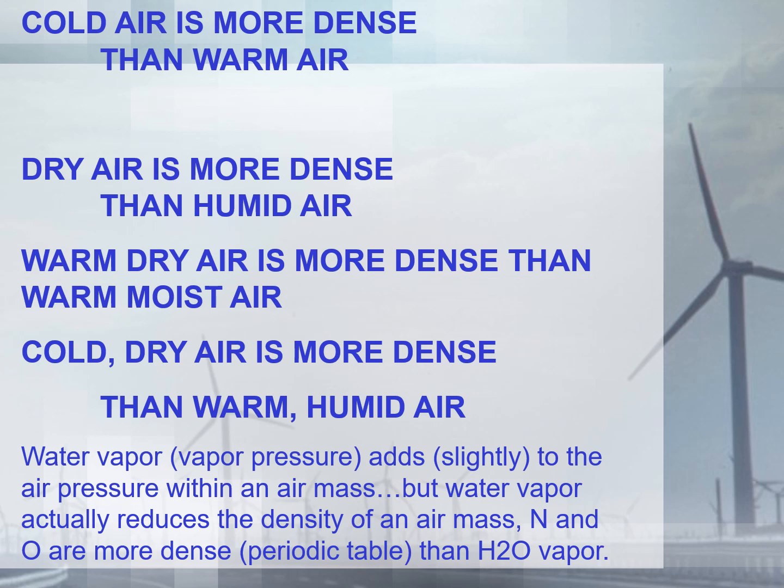So now let's combine these two things. Warm, dry air is more dense than warm, moist air. So let's say both air masses are warm, but one is dry and one is humid. Well, the drier one is going to be more dense. And then if we're going to compare a cold, dry air mass, like you might find in the Arctic Circle, to a warm, humid air mass, like you might find over the Gulf of Mexico, as you guessed it, the cold, dry air is more dense than the warm, humid air.